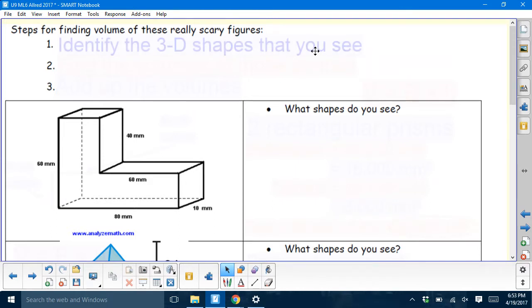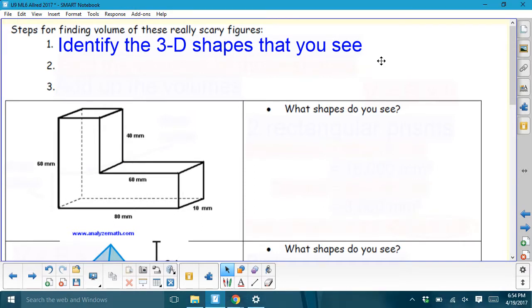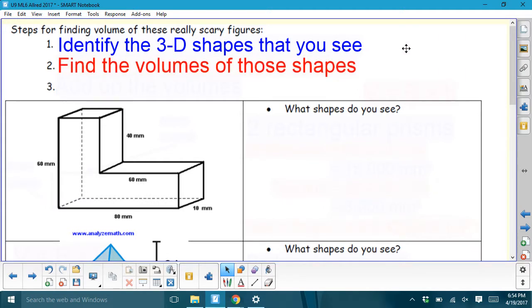The first thing I think you should do is identify the 3D shapes that you see. Figure out if you're looking at a prism or a pyramid. If it's a trapezoidal prism or a triangular prism or a square pyramid, it'll be important to identify the shapes that you see. Then I think it makes sense to find the volumes of those shapes using the formulas that we've talked about already in this class, okay? And finally, I think it makes sense to add up those volumes of those shapes. I think that makes a lot of sense, okay?